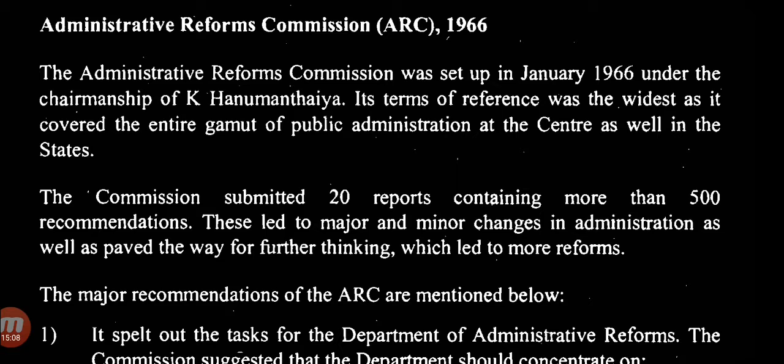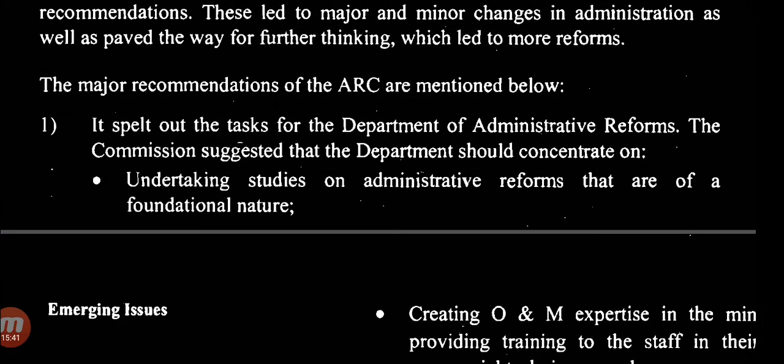Administrative Reforms Commission (ARC), 1966. The Administrative Reforms Commission was set up in January 1966 under the chairmanship of K. Hanumanthayya. Its terms of reference were the widest as it covered the entire gamut of public administration at the center as well as in the states. The Commission submitted 20 reports containing more than 500 recommendations. These led to major and minor changes in administration as well as paved the way for further thinking which led to more reforms. The major recommendations of the ARC are mentioned below.